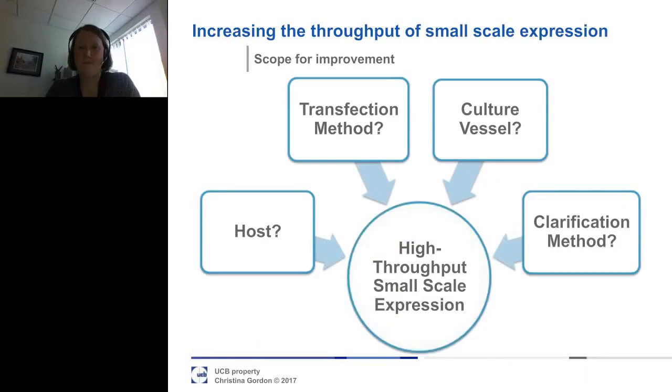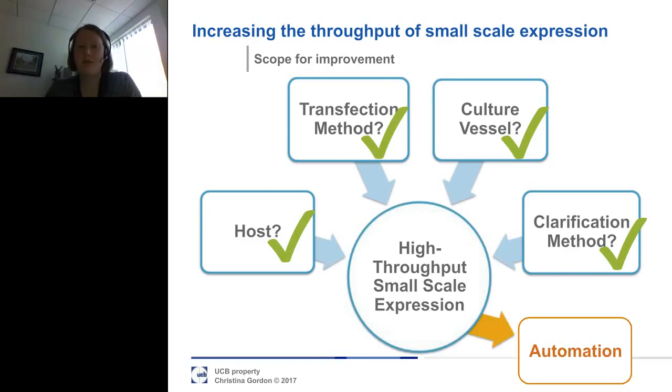Now coming back to our initial plans for increasing the throughput of our small-scale expression system, we found that the CHO cell line would be most suitable, that the reagent-based method is suitable for this approach, and that spin tubes would be ideal. We also found an improved clarification method. So the next step would be to put all of this into automation.